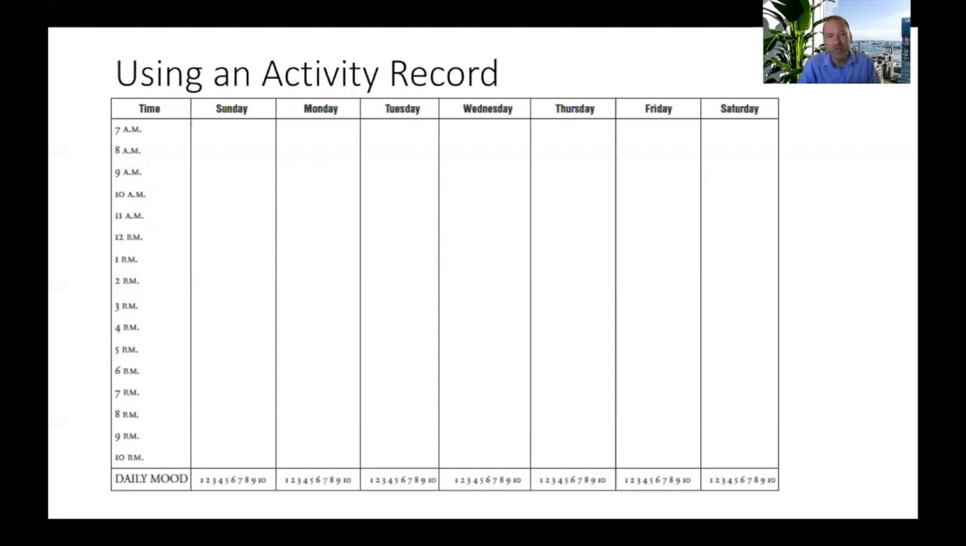Look at the day of the week when your mood was highest. Look at the day of the week when your mood was lowest. What was the most potent activity in terms of raising your mood? What was the most potent activity in terms of lowering your mood?